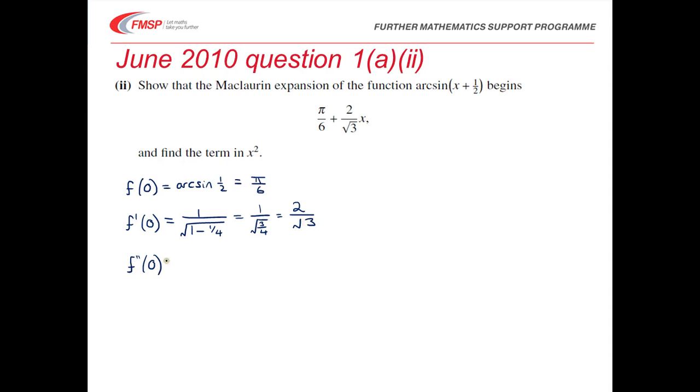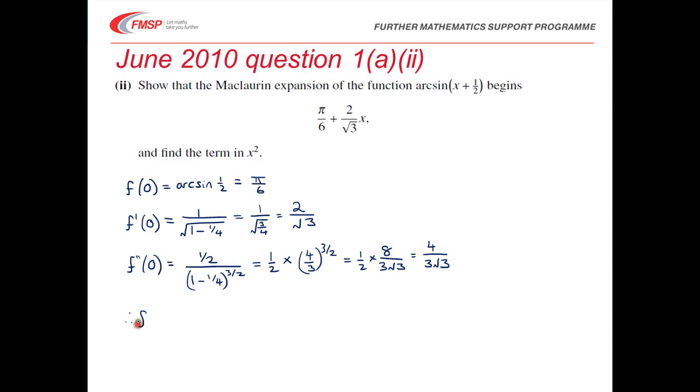Second derivative, substituting in a half to our expression from the previous page, that's t, which is a half, over 1 minus t squared, which is a quarter, to the 3 over 2. That's a half multiplied by 3/4 to the minus 3 over 2, which is the same as 4/3 to the 3 over 2. That's a half times 4 to the 3 over 2, which is 8, and 3 to the 3 over 2 is 3 root 3. So that's 4 over 3 root 3.